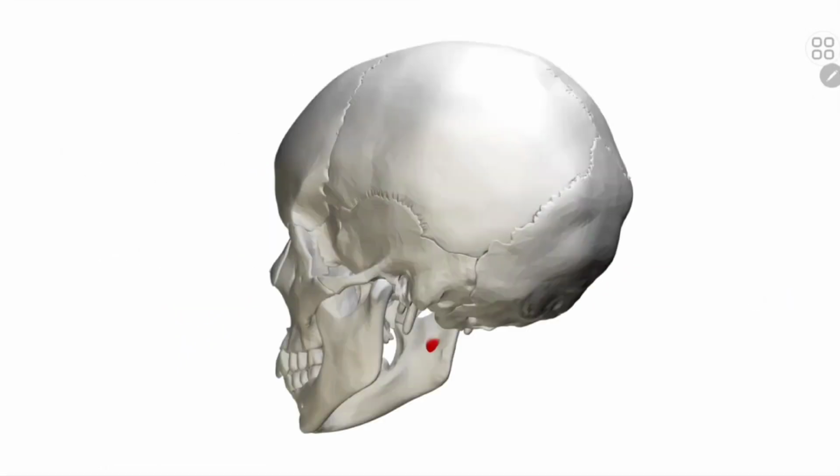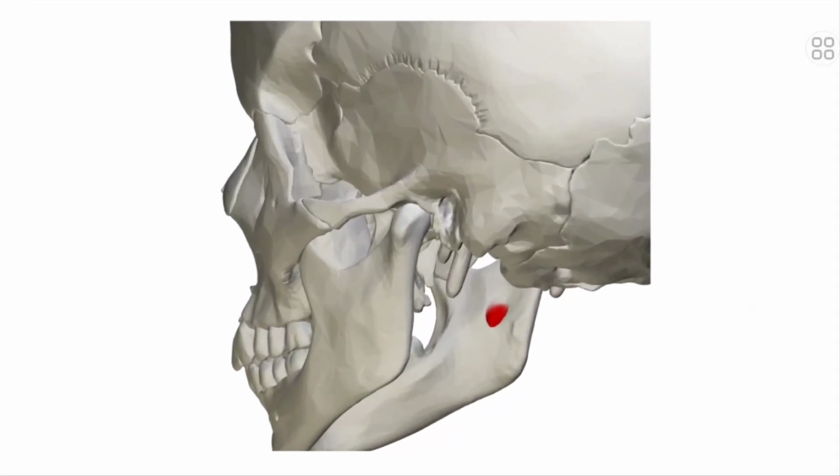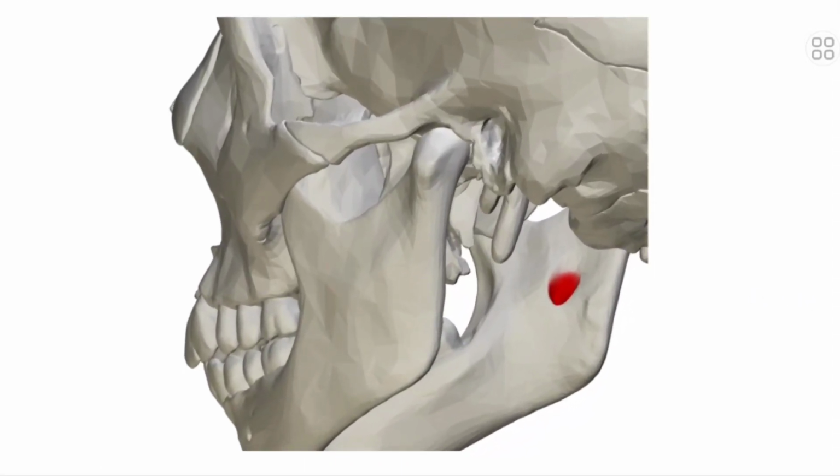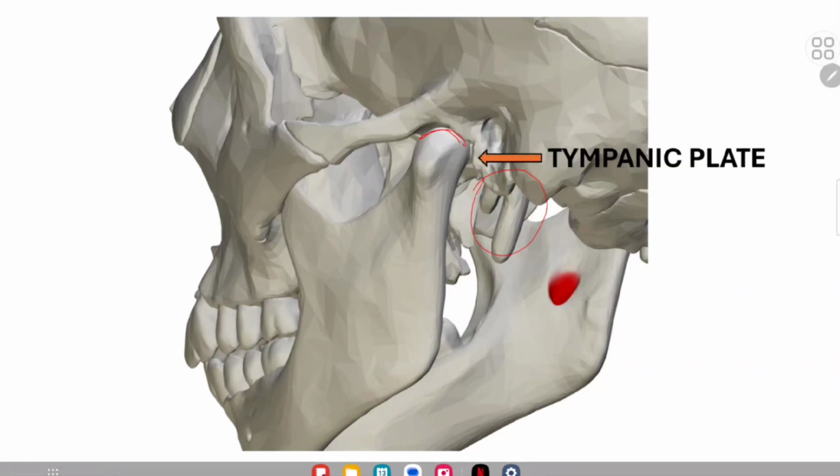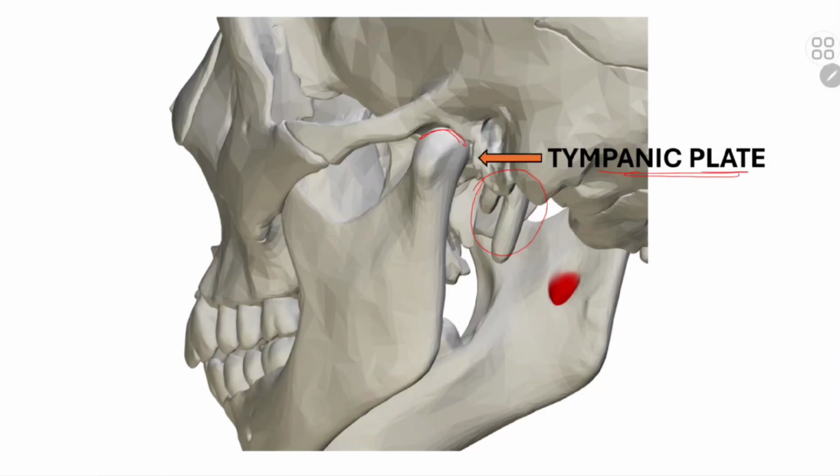So this is the posterolateral view of the skull. We are zooming the picture, and this is the temporomandibular joint. These structures form the medial relation. So what are the structures? The first structure is the tympanic plate, and the second bone which forms the medial relation is the spine of the sphenoid. So the medial relation has the tympanic plate and the spine of the sphenoid.